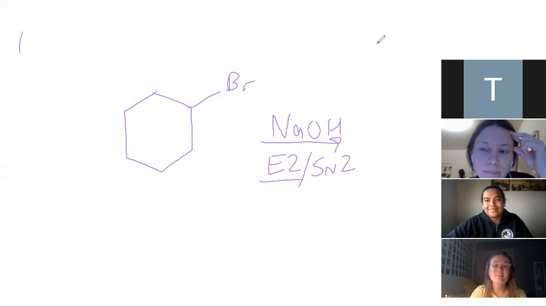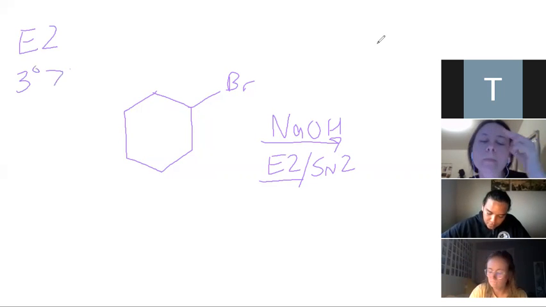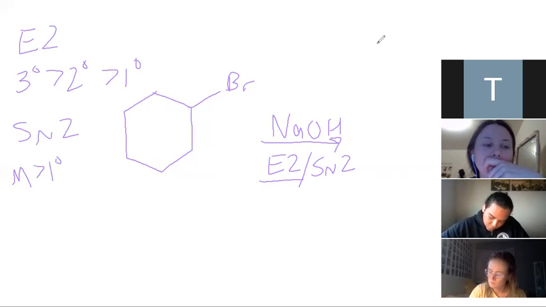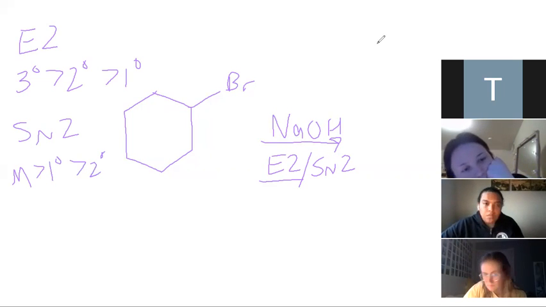So as a reminder, E2 prefers tertiary more than secondary, more than primary. Sn2 prefers methyl more than primary, more than secondary. So if you have a secondary one, it is going to favor E2. So if you had something like hydroxide, methoxide, ethoxide, this favors E2. Do you remember the other thing I said that can help you favor E2? The one thing that we can do to our reaction conditions?